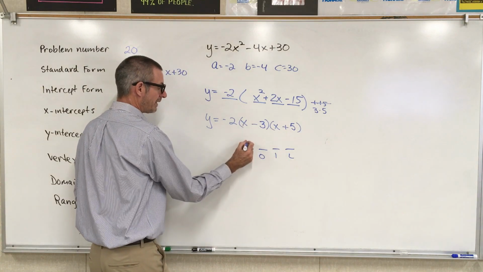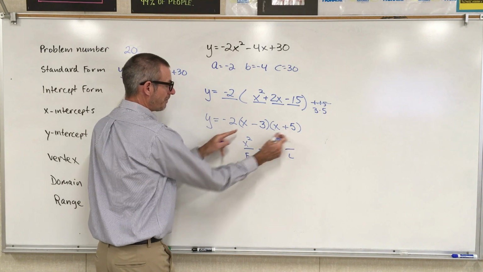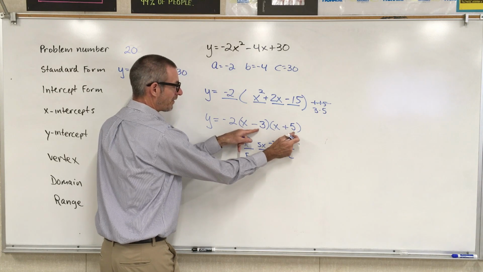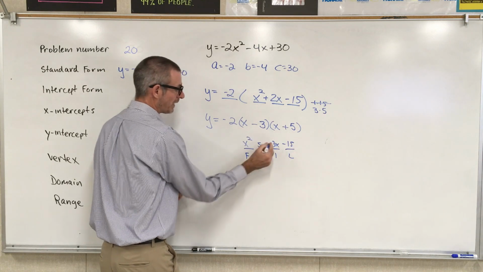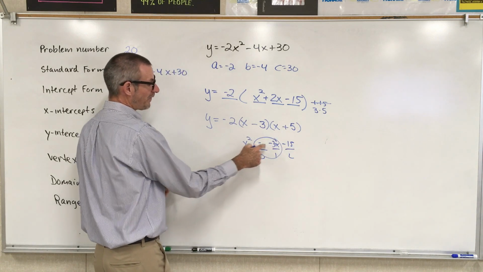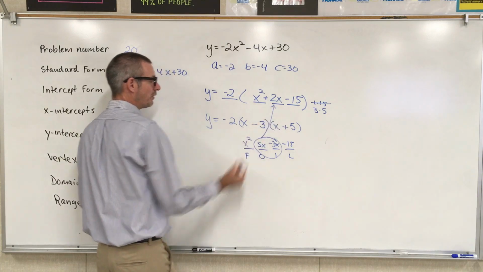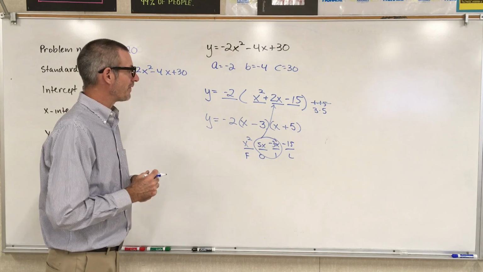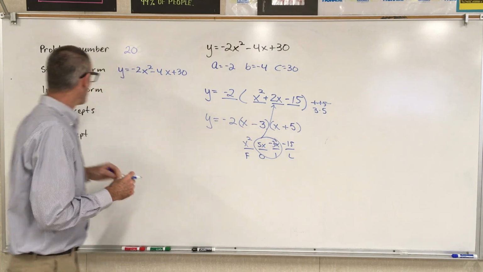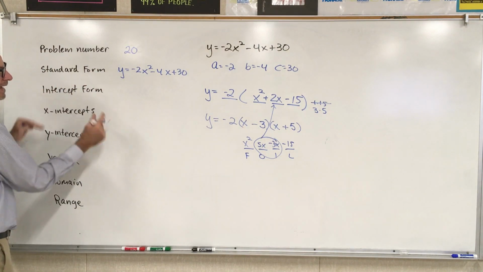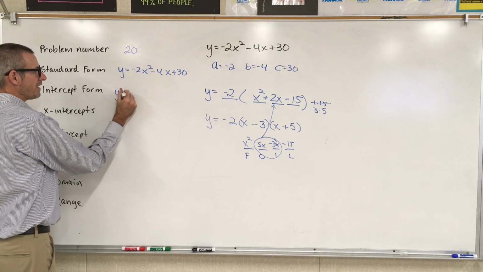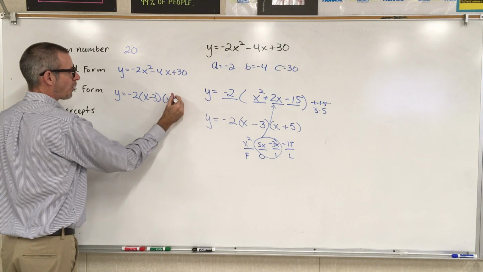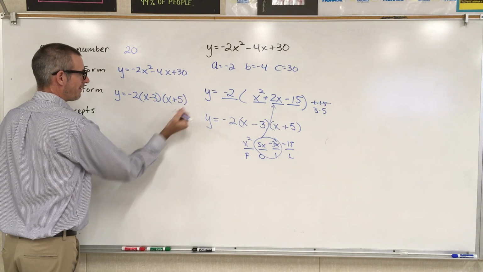So x times x is x squared. The outers make +5x. The inners make -3x. And the lasts make -15. So since +5 and -3 come out to +2, my b value that I'm looking for, I know that I've done this problem correctly. So the intercept form of my equation is y equals -2 times the quantity x minus 3 times the quantity x plus 5.